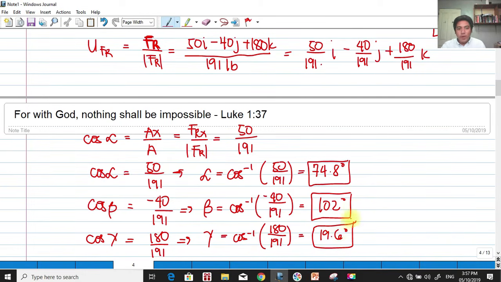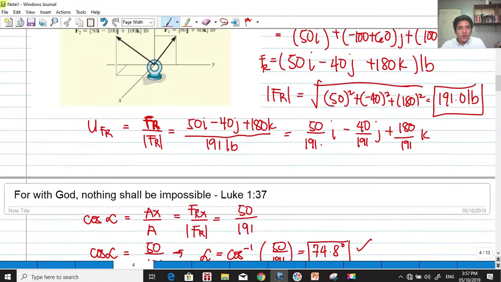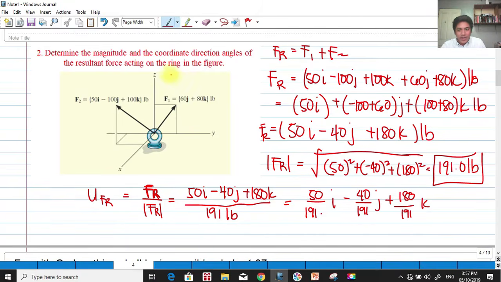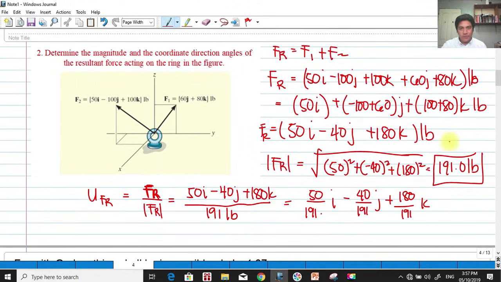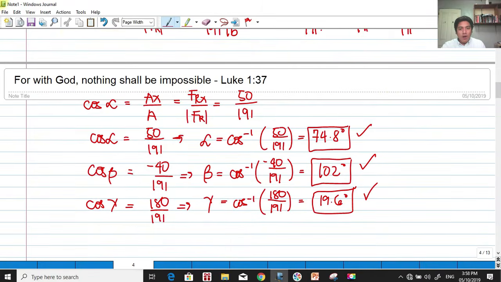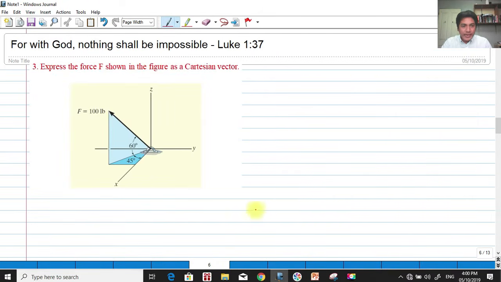So, we have solved the problem. These are the direction cosines, or the direction angles of the resultant force, and this is the magnitude of the resultant force. So, you can see it is much easier if the forces are actually expressed in terms of Cartesian vectors. So this is our direction angles. So now let's proceed with our problem number 3.